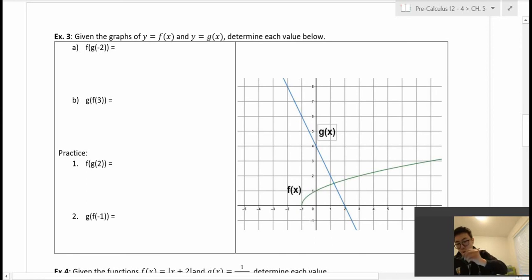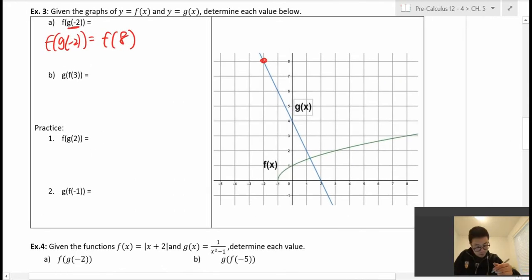So first, again, you always look for the inside function first. So for the first example, we need to figure out what g of -2 is. So with the blue function, or the g of x, what is g of -2? Well, g of -2 simply means what's the y value when x is -2 for the g function. So when x is -2, the y value is actually 8. So f of g of -2 becomes f of 8, because g of -2 is right here, which is 8.